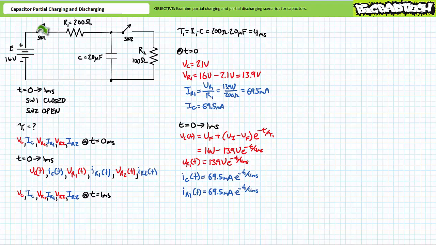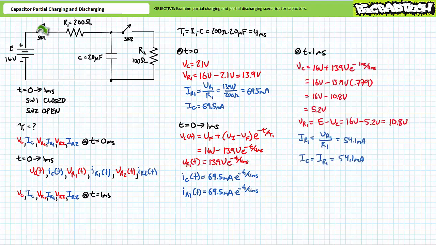final voltage. Voltage across R1 as a function of time, Vr1 of t, can be expressed as 13.9 volts times e to the negative t over 4 milliseconds. Current through the capacitor, Ic of t, can be expressed as 69.5 milliamperes times e to the negative t over 4 milliseconds, as can Ir1 of t.